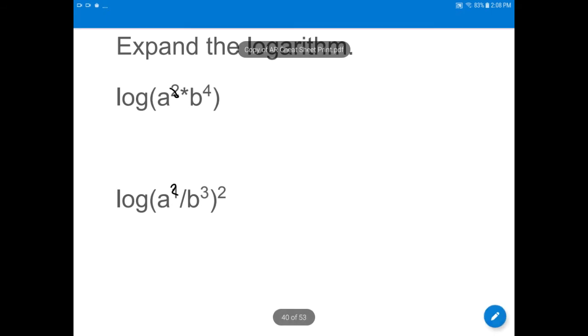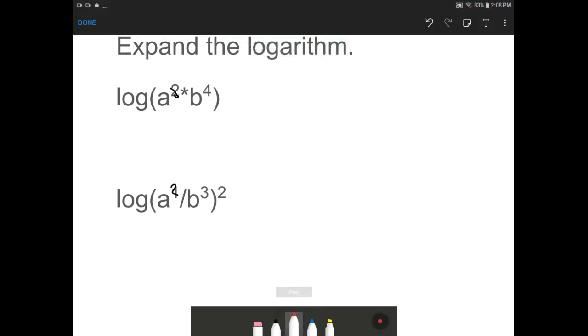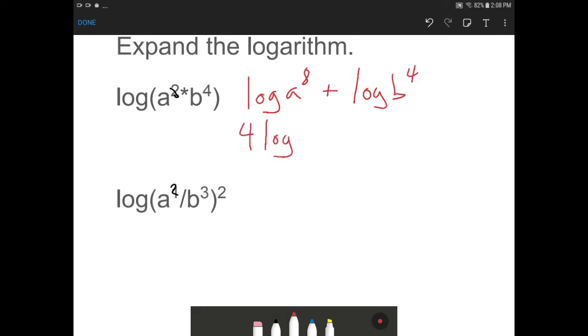Okay, expanding the logarithm. So this is the product and the power rule here. So it would be log a of 8 plus log b of 4. And then you do the product, the power rule. So 4 log a plus, wait, that's not 4. 4 log b. Sorry, this one should be 8.